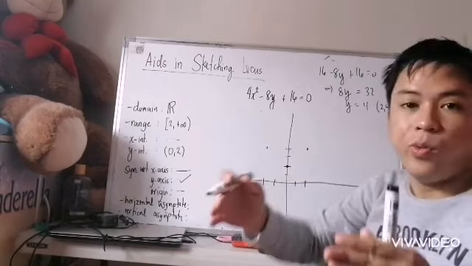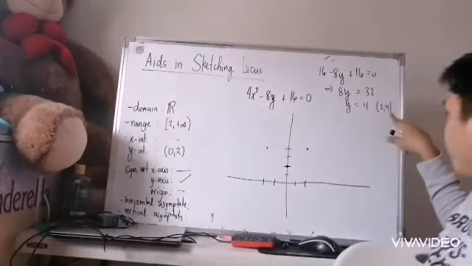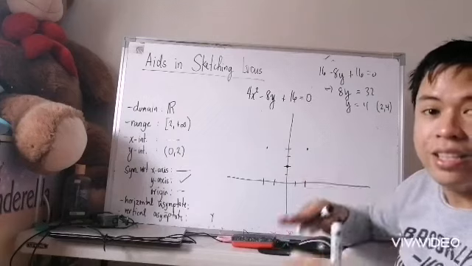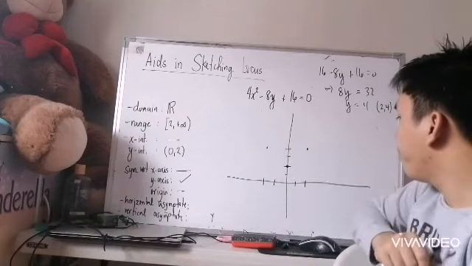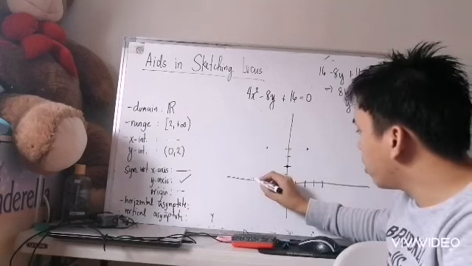Remember, if it's symmetric with respect to the y-axis, there is an existence of additive inverse. So the additive inverse of 2 is negative 2. Therefore, you'll find a point as well, negative 2, 4.